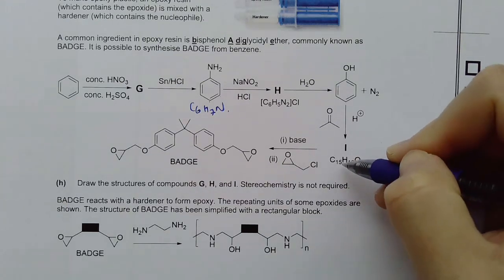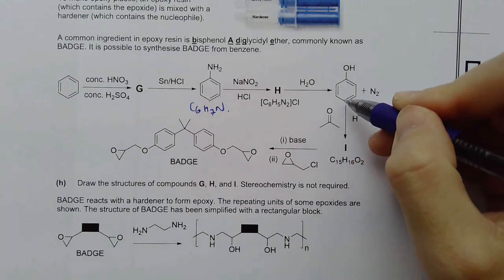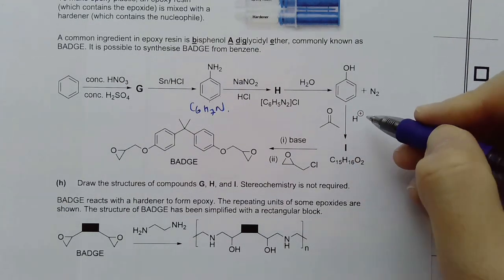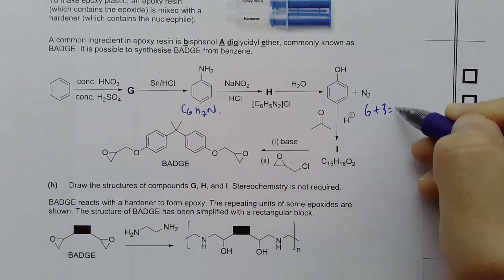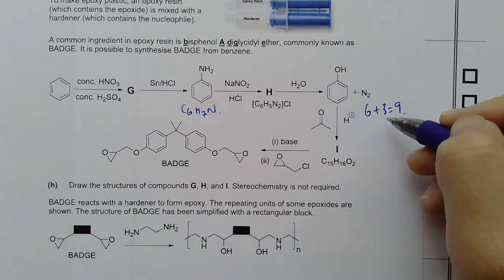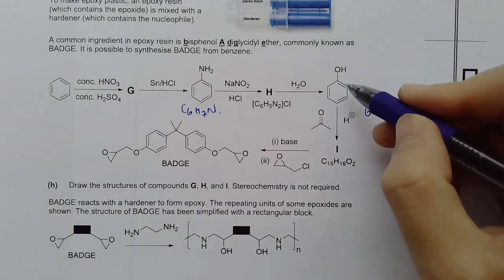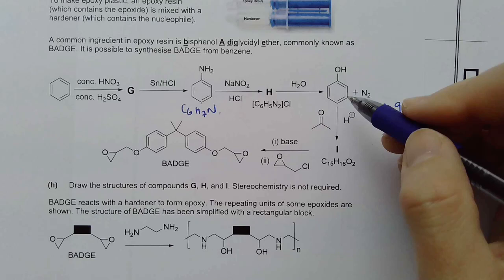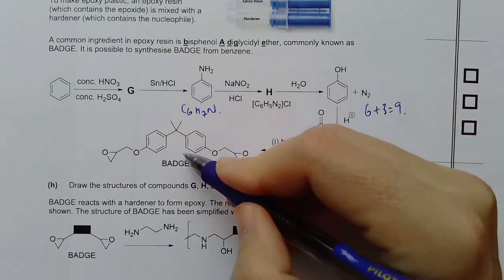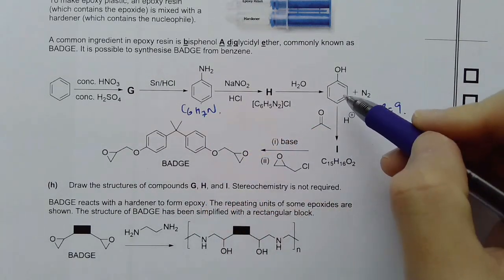Here I've got 15 carbons, and this has got 3 carbons in it. So let's have a look. Does that make sense? 6 plus 3 is 9, so I'm short another 6. So it's going to be 2 of these reacts with 1 of these, and you can see that in the final product I've got 2 benzene rings, so it's definitely going to be 2.